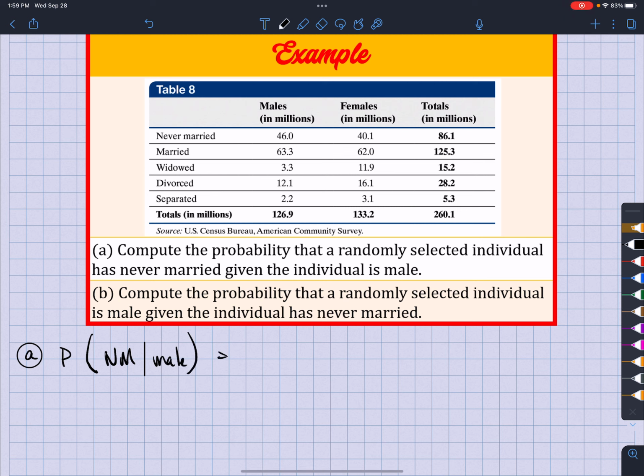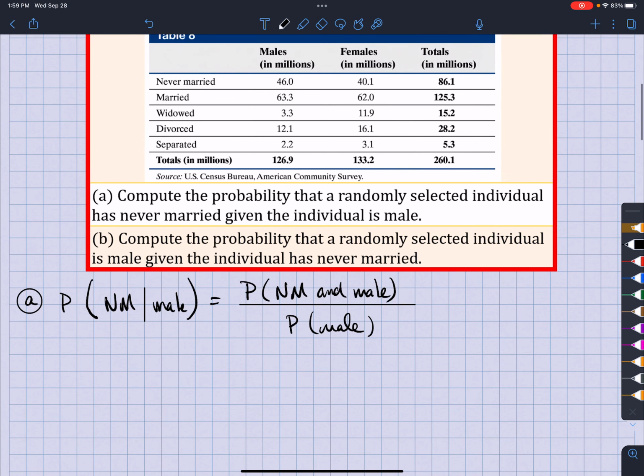So if that's the case, then we're looking at the probability of never married and male, over the probability of male. Okay? So what's the probability of never married and male? That's it right there.